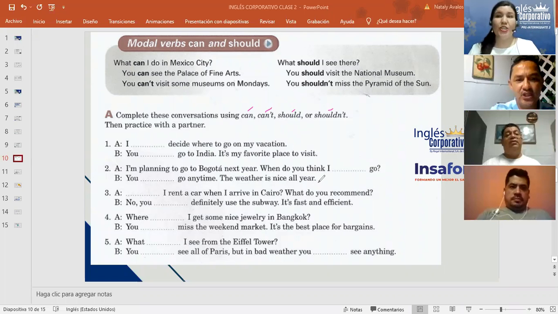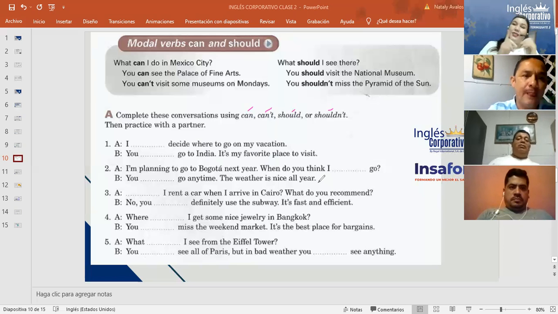Can't. Good. Very good job. Or shouldn't. Can't, at the end, is the most important. It might sound a little bit exaggerated. You say, I know you can't do it. Can't. And you make specific things, because that is going to give you the difference between a positive and a negative thing.